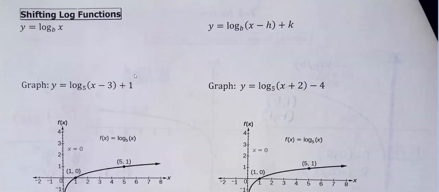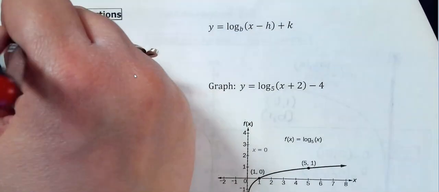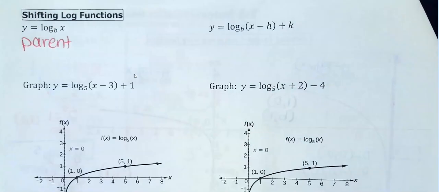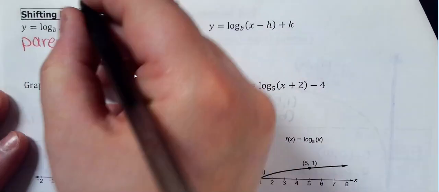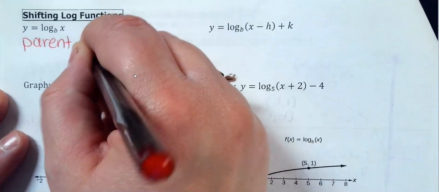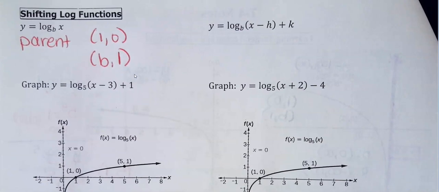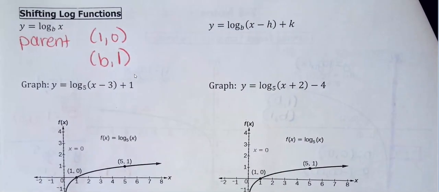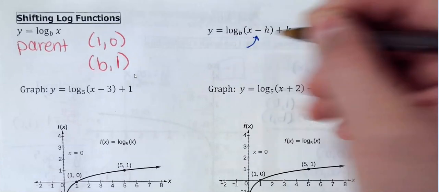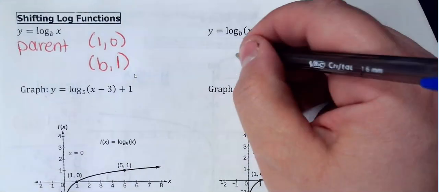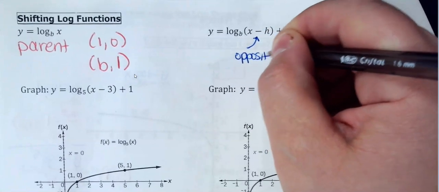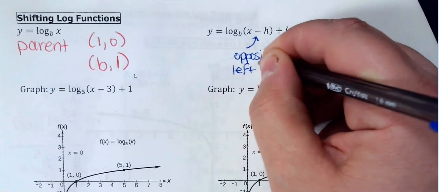All right, so in general, if you don't have a shift, this just says log base b of x. This would be like your parent function. No shifting has taken place. Always has the point 1, 0, and then whatever the subscript is, 1. All right, now if it's shifted, we would alter those points, and the shifting works just like all the other shifting we've talked about. So inside the log with the x here, this says x minus h. It's going to be the opposite of what it looks like, and that's going to shift your graph left or right.